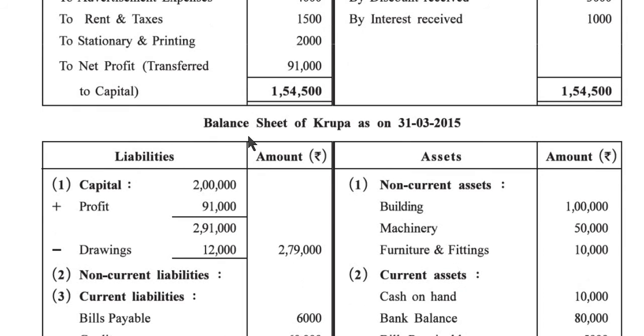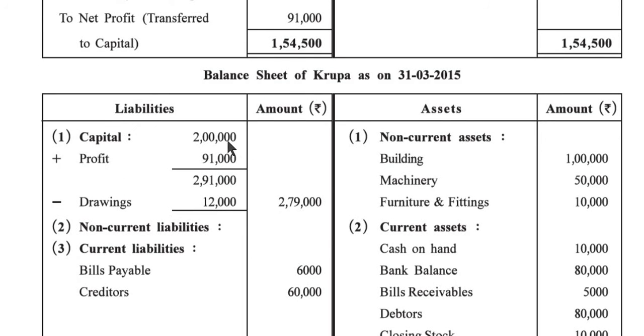Let us start the balance sheet of Krupa on 31st March 2015. Capital 2 lakh, which is given in our trial balance, plus profit transferred from the profit and loss account. If profit is there, then add. If loss is there, then minus. Here profit, so add 91,000. 2 lakh plus 91,000, then 2 lakh 91,000. Minus drawing. Drawing is given in our trial balance, 12,000. 2 lakh 91,000 minus 12,000, then we get 2 lakh 79,000.